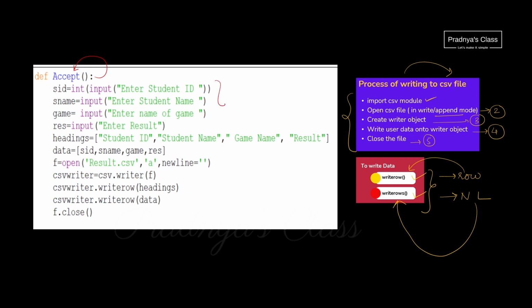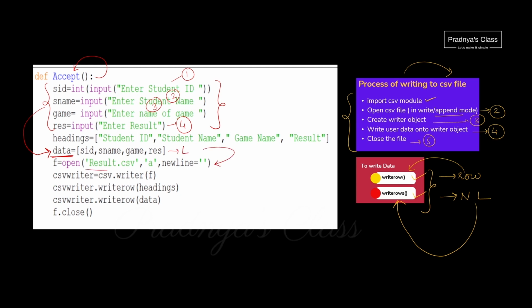With the help of input function, we are taking input. The first is student ID, second is student name, third is name of the game, and the fourth one is result. With all this input, we have created one list named data because write row function takes data in the form of list. Now it's time to use open function.